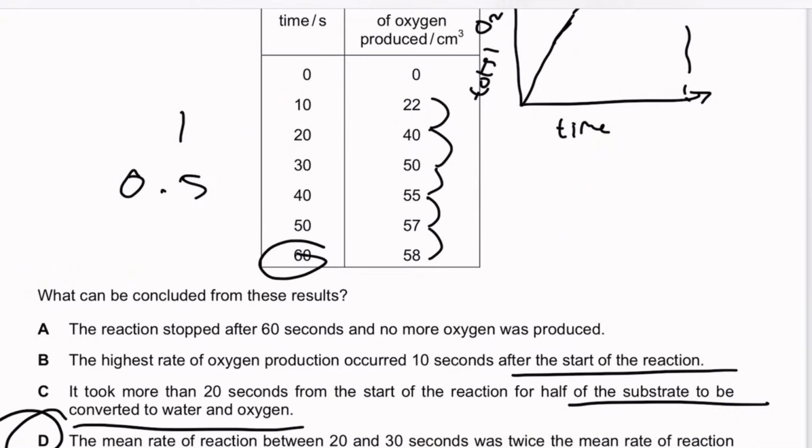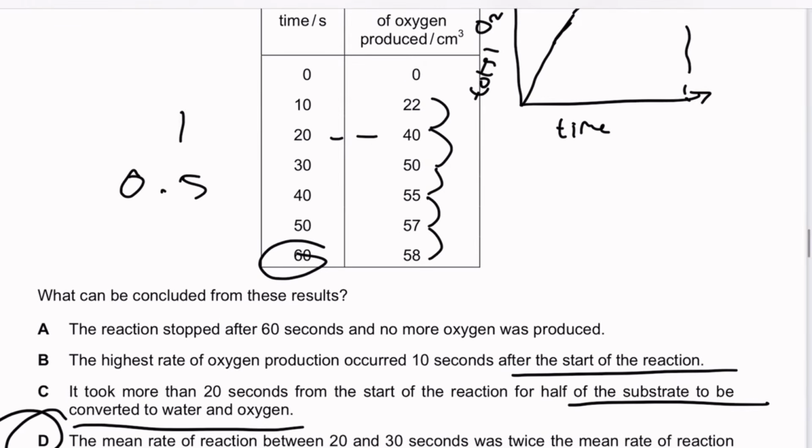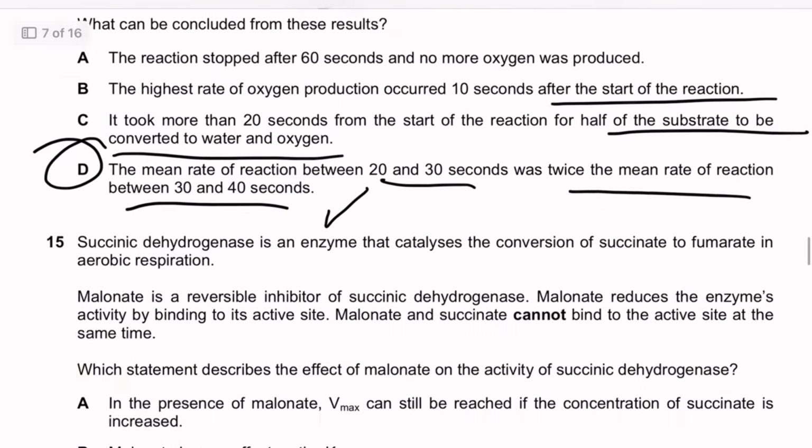It took more than 20 seconds from the start of the reaction for half the substrate to be converted to water and oxygen. We don't really know that. If you look at the 20 seconds, we still have lots of oxygen being produced even after. Like there's 10, and then there's 5, and lots of product. So I can't really tell you that more than half the substrate was converted. It's really not that obvious from the results.